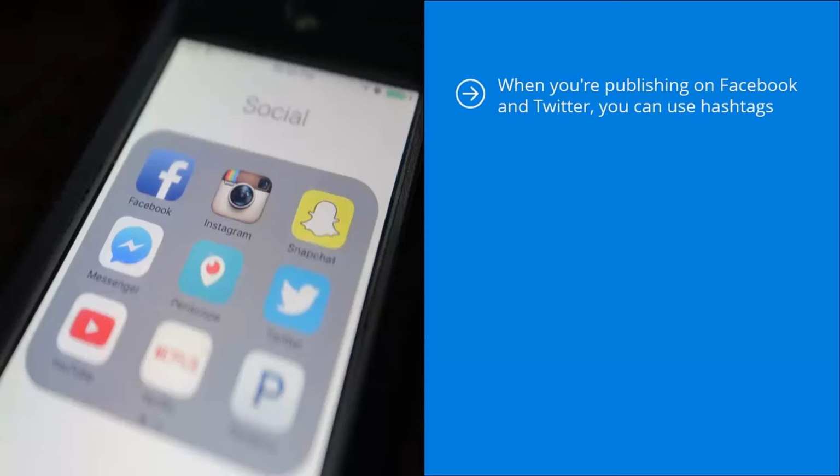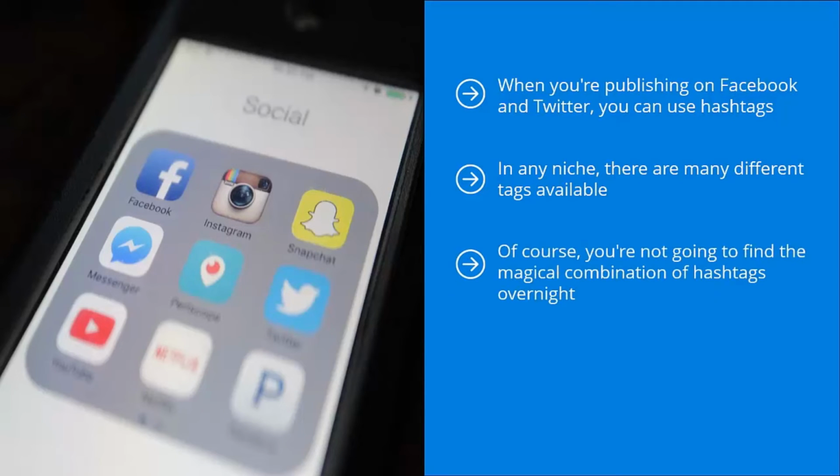Scale up your targeting. When you're publishing on Facebook and Twitter, you can use hashtags. This is definitely true with Instagram. Regardless of the platform you're on, make sure you play around with how you categorize or tag your content. In any niche, there are many different tags available. Experiment with these. See which tags get the most attention from the social media platform you're sharing a piece of content on. Of course, you're not going to find the magical combination of hashtags overnight. That's not going to happen.